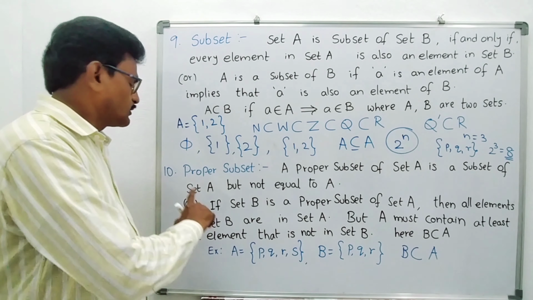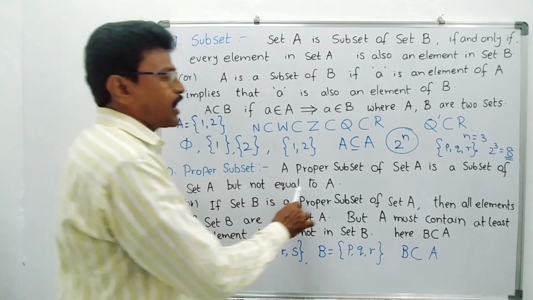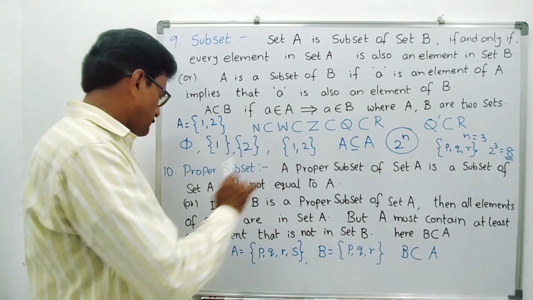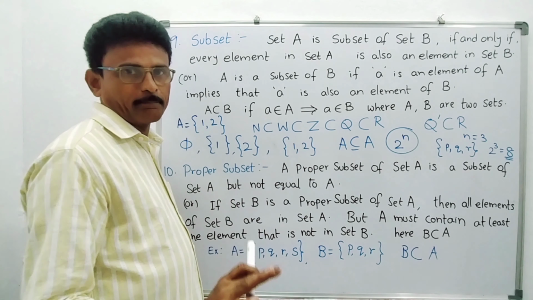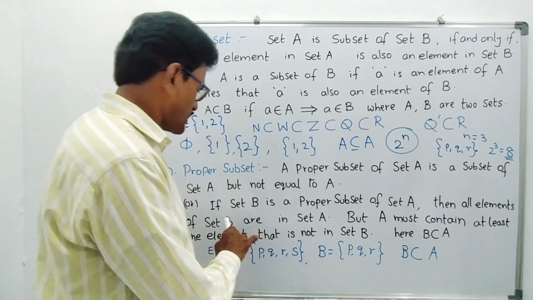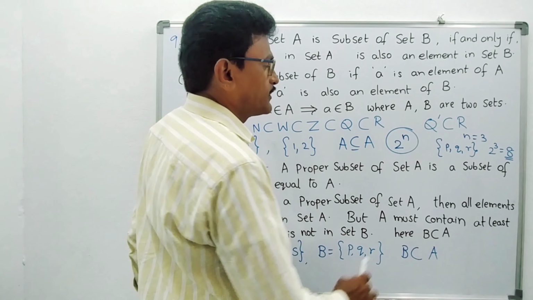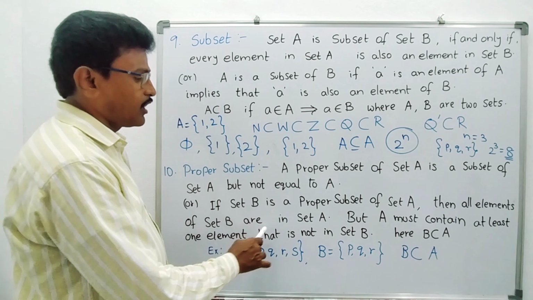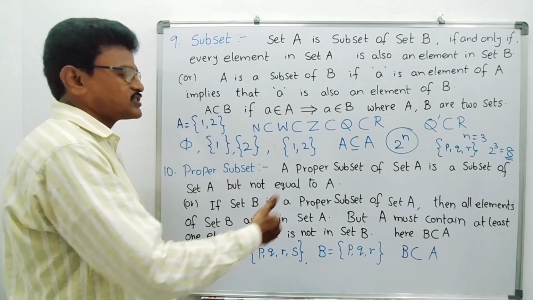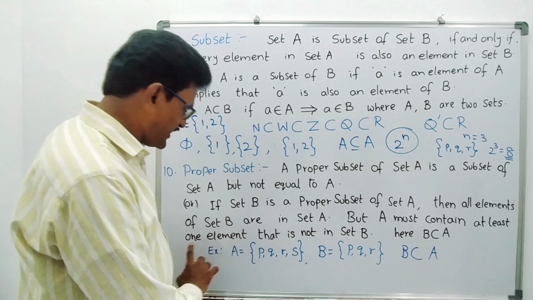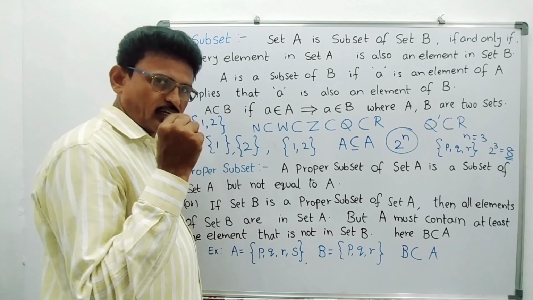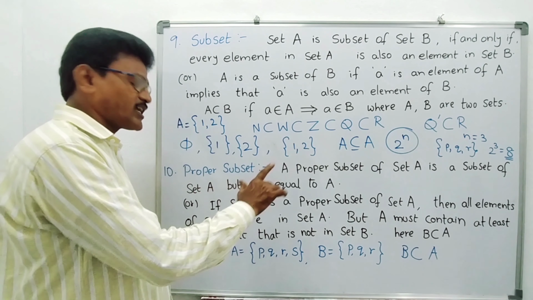Now, the difference. What is a proper subset? A proper subset of set A is a subset of set A but not equal to A. If set B is a proper subset of set A, then all the elements of set B are in set A. Proper subset means all elements belonging to set B also belong to set A, but A must contain at least one element that is not in set B. So set A has at least one element more compared to set B. Then only we say proper subset.